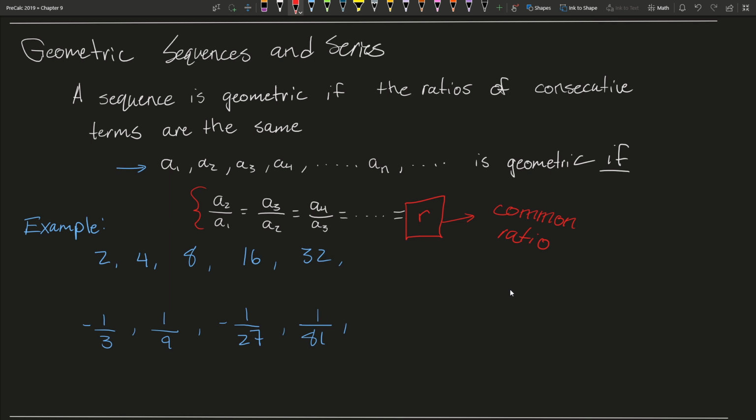In this first example, 2, 4, 8, 16, 32, we need to see if that's geometric. In order to do that, you would just take ratios of sequential terms. So 4 divided by 2, 8 divided by 4, 16 divided by 8, and 32 divided by 16. Because each of these are equal, we know we have a geometric sequence, and we know that our common ratio is 2.